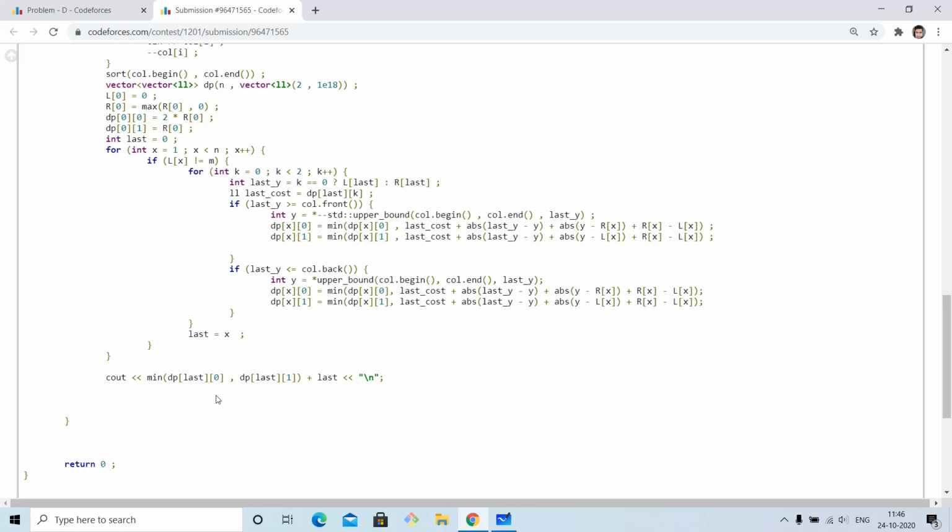The answer will be the minimum of the dp of last comma 0 if we end up at position 0, which is the left, or if we end up at the position right of the last row, plus last, this denotes the number of up moves that we have to do for reaching the last row. Because let us take the last row to be row number 4. If we are numbering from 0, then we have to go from 0 to 4.